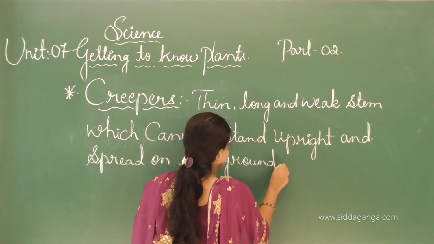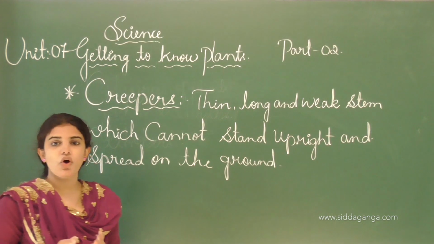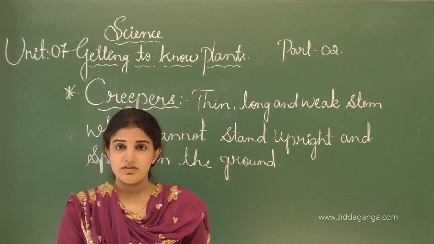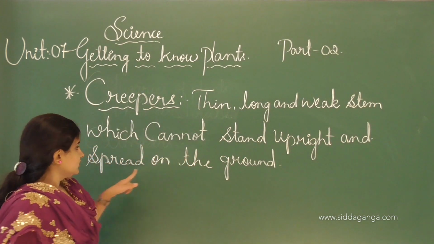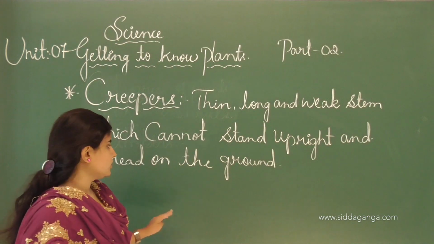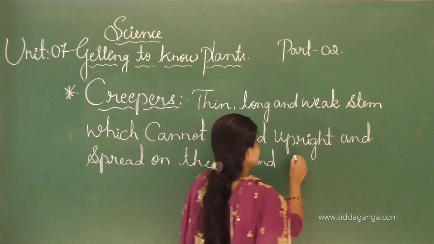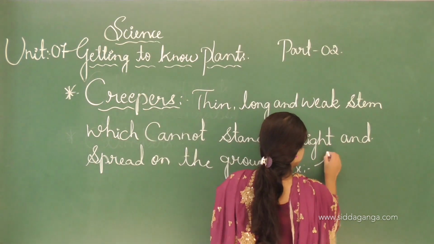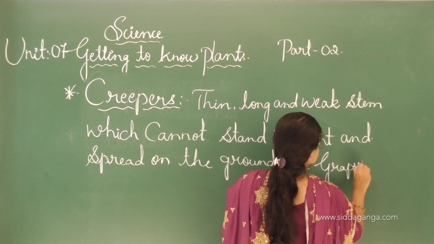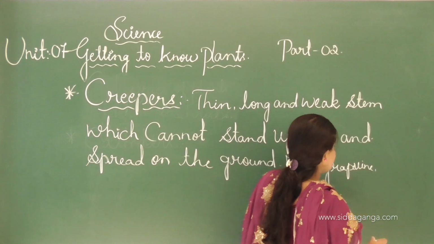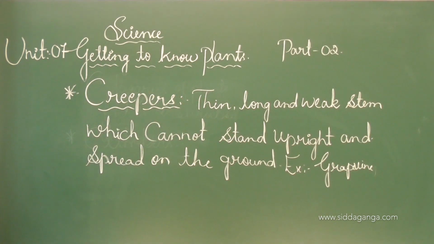See, creepers are those plants which have a thin, long and weak stem, and these creepers will not stand upright. They spread on the ground, and those plants we call creepers. Examples for the creepers are grapevine. Grapevine is the example for the creeper, and next one is the climbers.